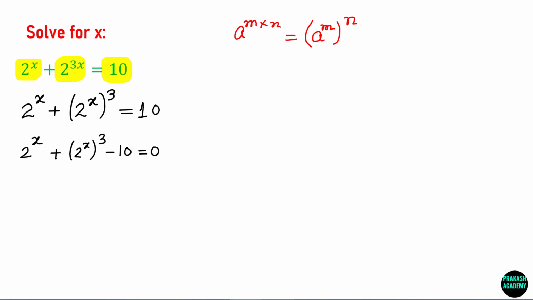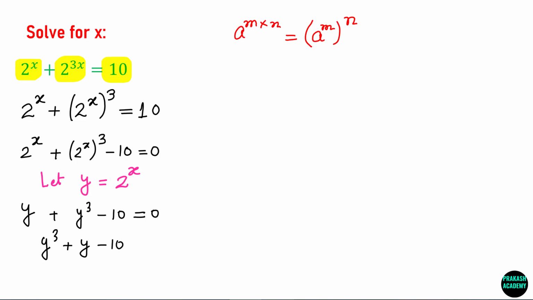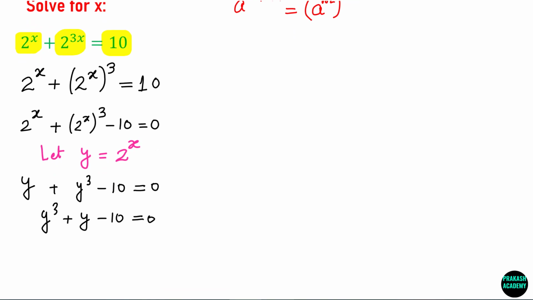Now let us do substitution. What substitution can I make? Let us say y is equal to 2 raised to the power x. With this substitution I can write the first term as y, and this is y raised to the power 3, minus 10 is equal to 0. Or I can rewrite this as y cube plus y minus 10 is equal to 0. So you see, you have a cubic equation.